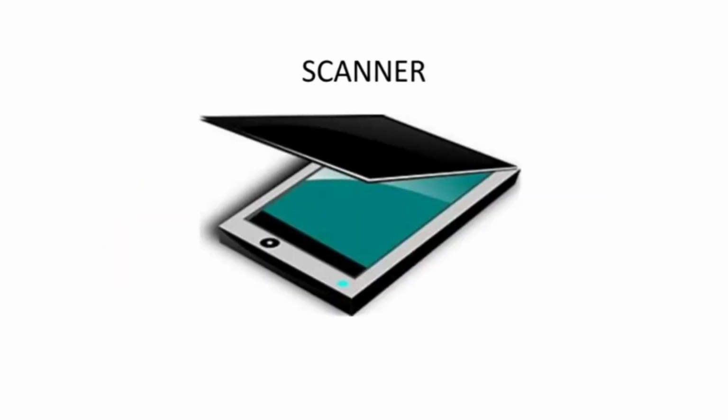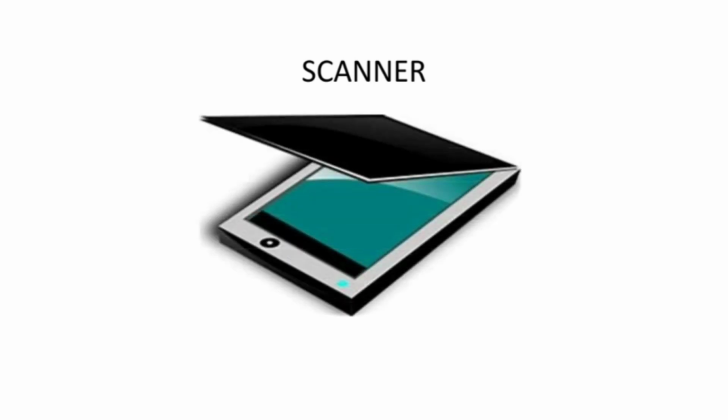Next is scanner. This input device can be used to store images, pictures, diagrams, etc. into the computer system. It works like a photocopier machine. The most popular type of scanner is the flatbed scanner. As you can see, the flatbed scanner on your screen.